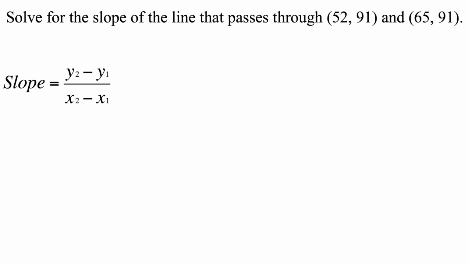Let's work through an example of calculating zero slope using ordered pairs. Solve for the slope of the line that passes through (52, 91) and (65, 91).